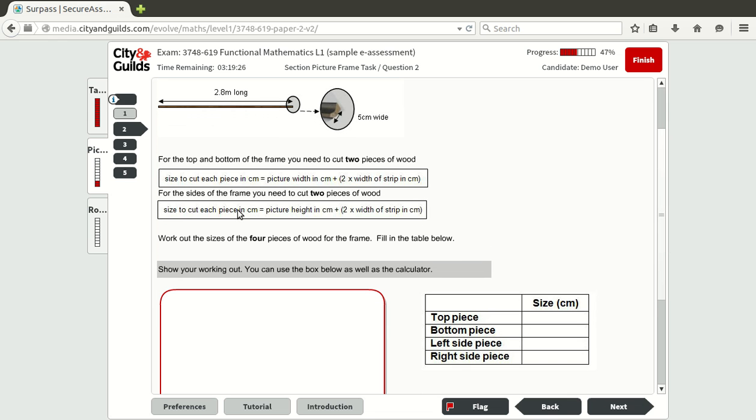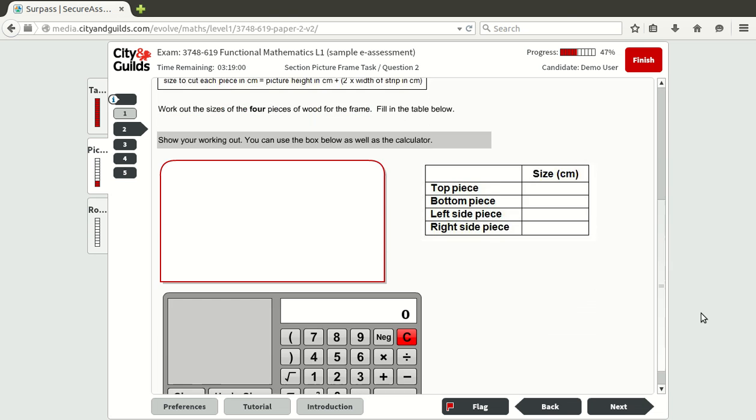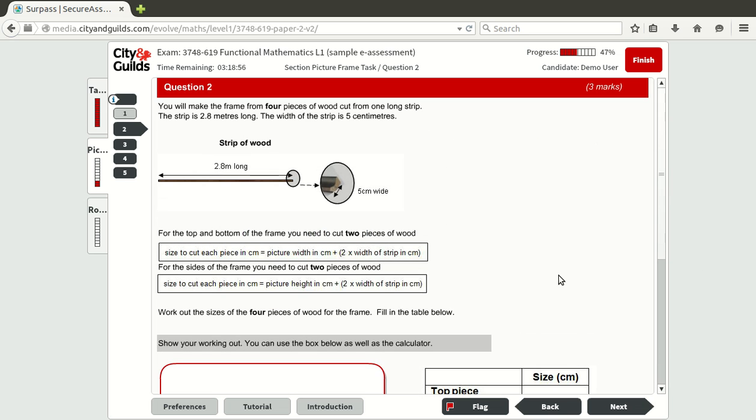And for the sides of the frame, you need to cut 2 pieces of wood. Size to cut each piece in centimeters is equal to picture height in centimeters plus 2 times the width of strip in centimeters. And they want you to work out the sizes for the 4 pieces of wood for the frame and fill in this table here. So how do we do all this? How can we do it? Don't worry, we will do it.